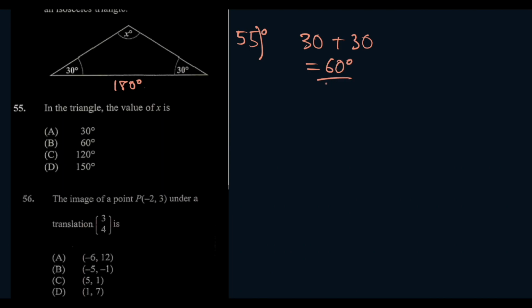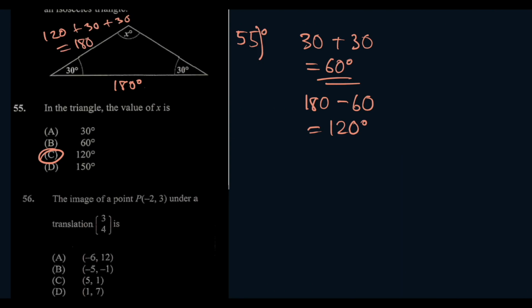So 60 degrees here. Now, if we want to figure out what the missing angle is, all we have to say is 180 minus this 60, which would give us 120 degrees. So the answer is 120 degrees. And if we add that back up, we'll have 120 plus 30, which is equal to 180 degrees.